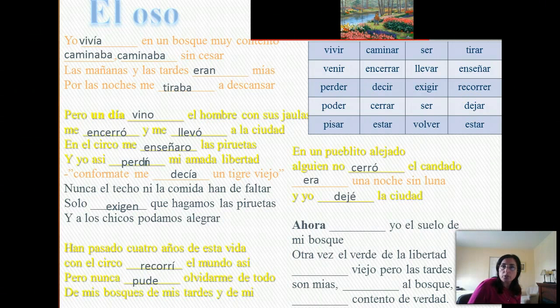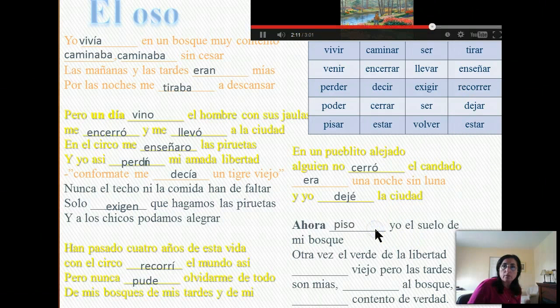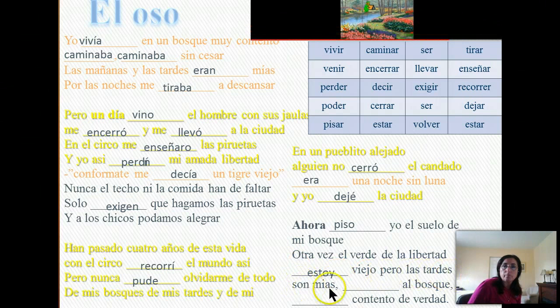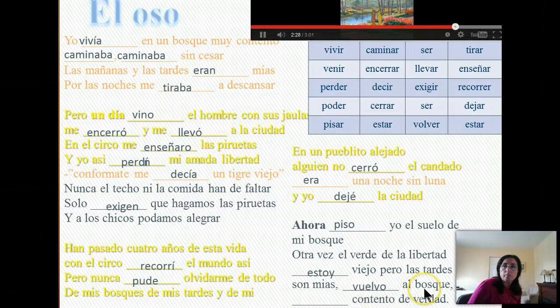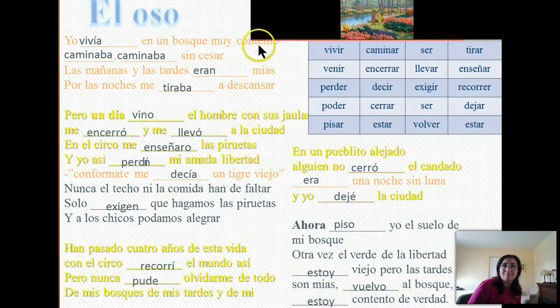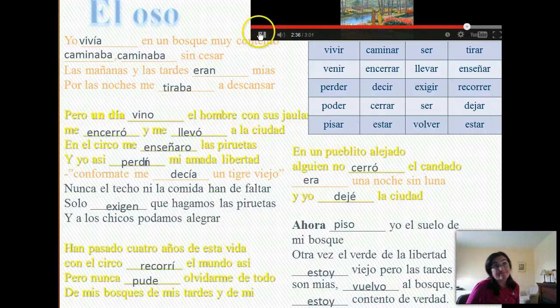Ahora piso yo el suelo de mi bosque, otra vez el verde de la libertad. Estoy viejo, pero las tardes son mías. Vuelvo al bosque, estoy contento de ver la, la, la.